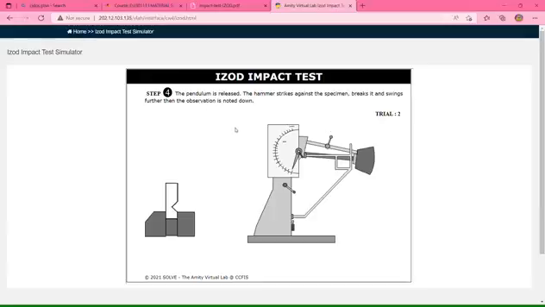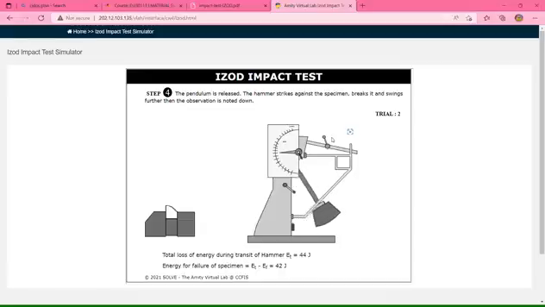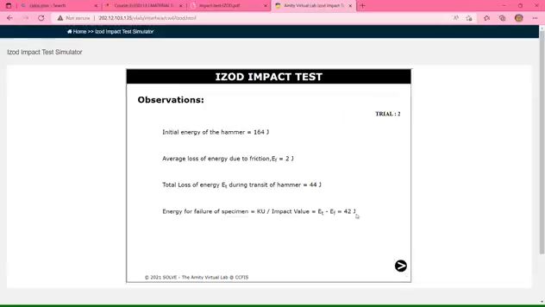The pendulum is released, the hammer strikes against the specimen, breaks and swings further, and the observation is noted down. For trial 2, we got total loss of energy during transit of hammer 44 joule, and energy for failure of specimen 42 joule. The initial energy of the hammer is 164 joule, average loss of energy due to friction 2 joule, total loss of energy during transit of hammer 44 joule, and energy for failure of specimen or impact value 42 joule.